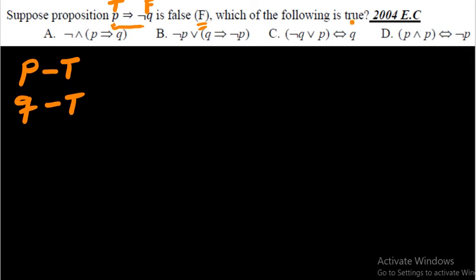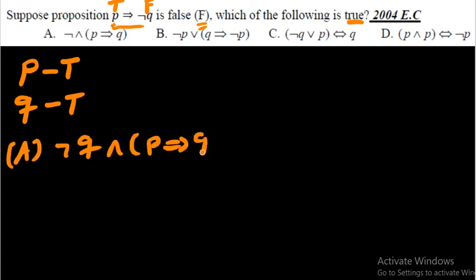And then which one of the following is true? Let us see each choice. Choice A, negation Q and P implies Q. Negation Q is false. False and whatever is false, so we can ignore.